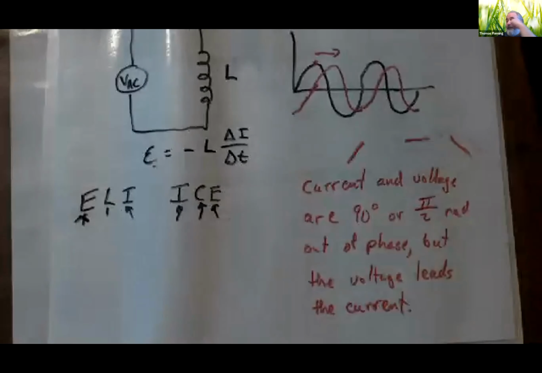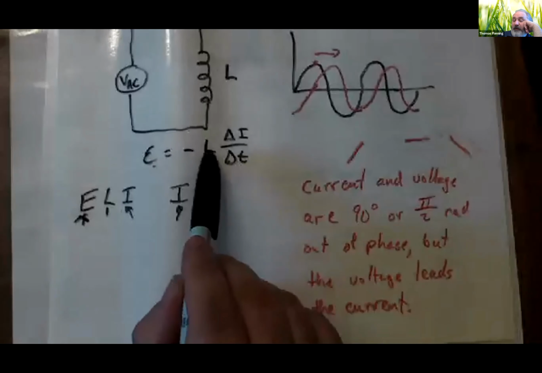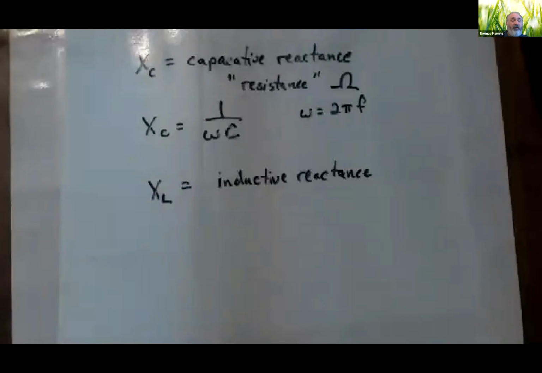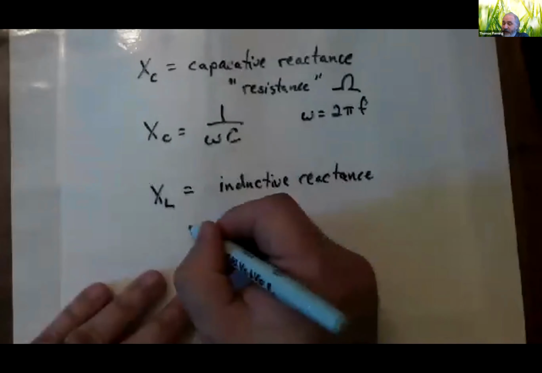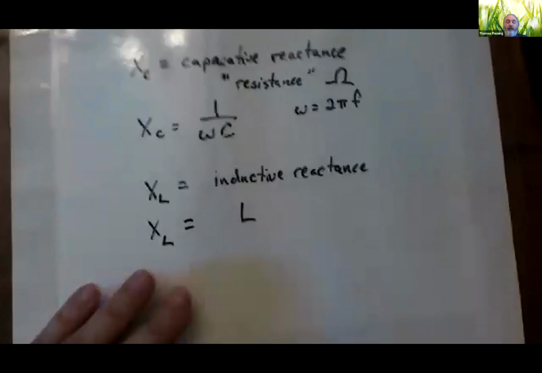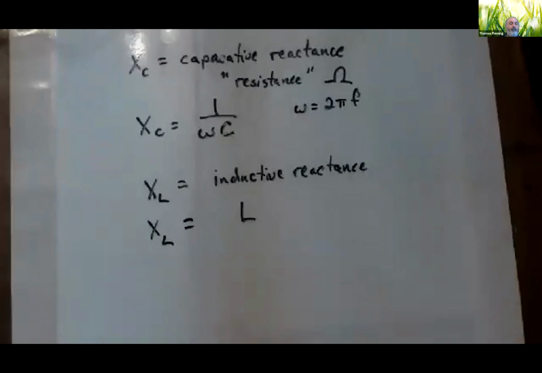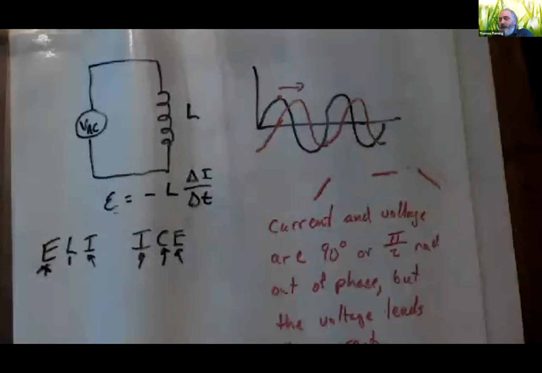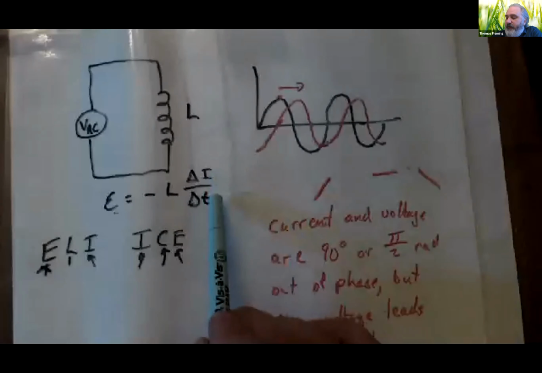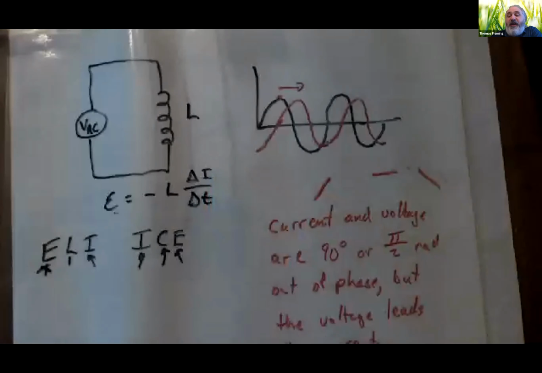Now notice L. If L gets bigger, that's going to get bigger, right? So the inductive reactance is going to depend on L. Larger L, larger inductive reactance. So already I can tell that XL is going to be related to L. But what about the frequency? Well, remember, delta I over delta T is the rate at which the current is changing.